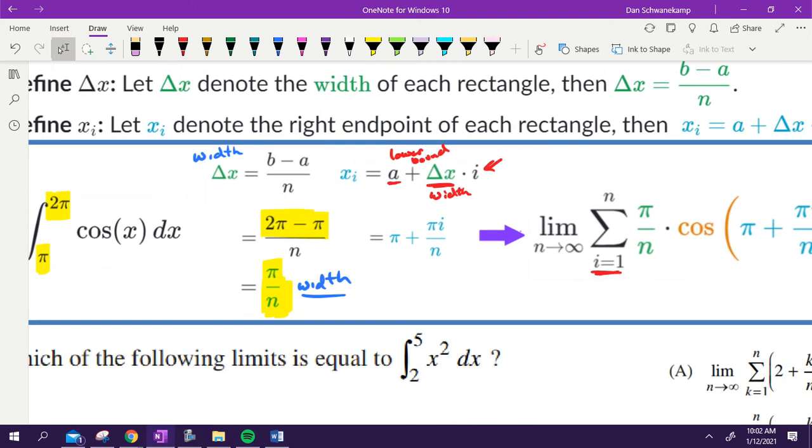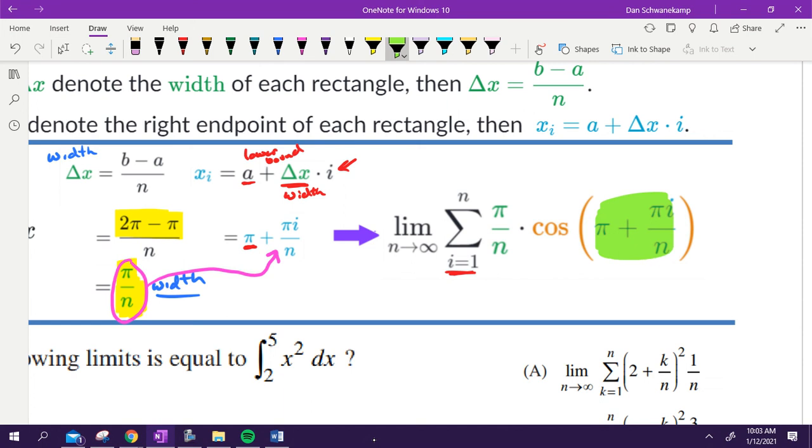Okay, so for this problem, my lower bound is pi because of this right here. The width is this guy right here, and then we multiply it by I. If you take this and plug it into your equation, cosine x, for x, this is going to tell me the height. This is going to tell me the width. If I take the height times the width and add up all the areas, it is going to tell me the area under the curve.